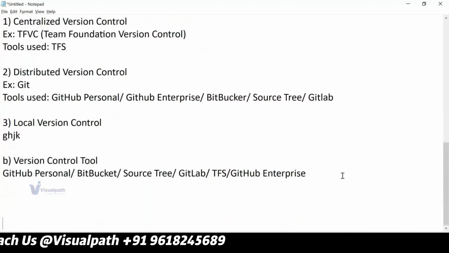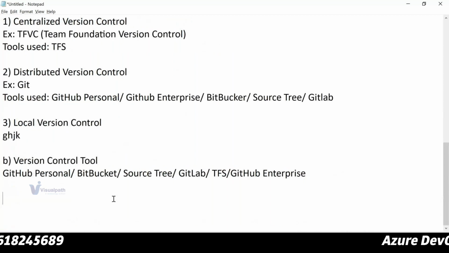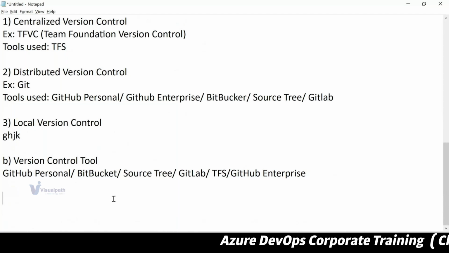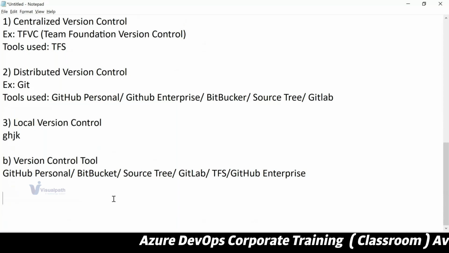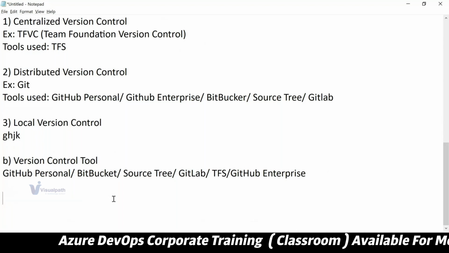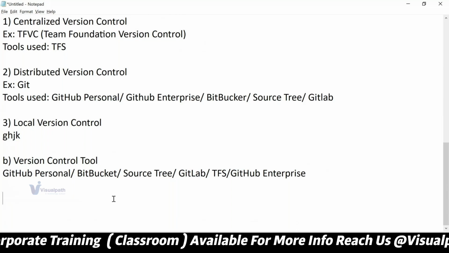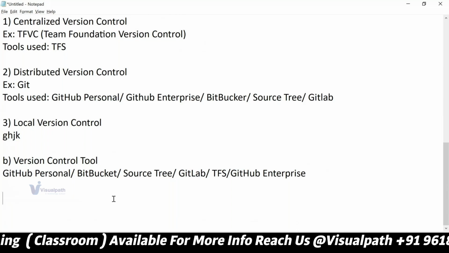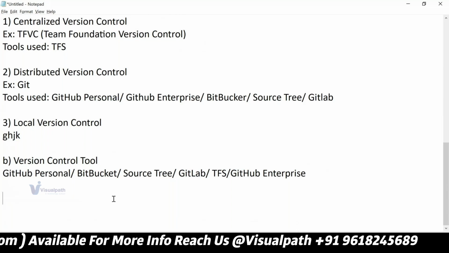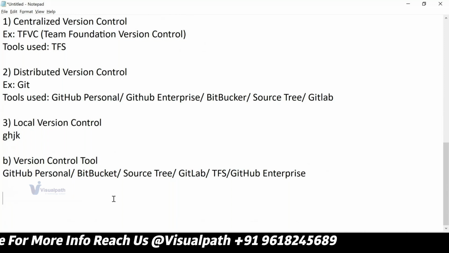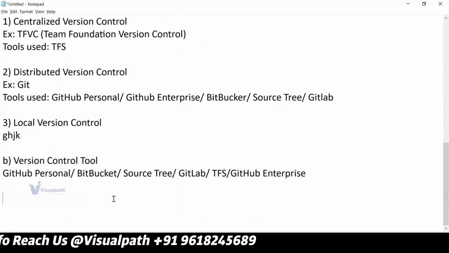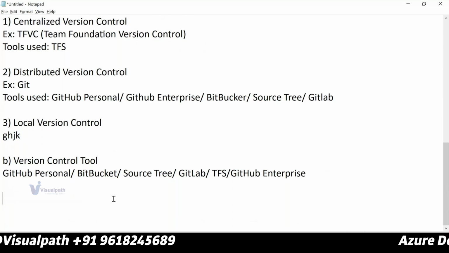Okay, this is the basic information about version control. We are going to discuss what exactly centralized version control is, what exactly distributed version control is, how those two differ, and how the version control system is going to execute its actions. We're going to discuss that in the coming classes.